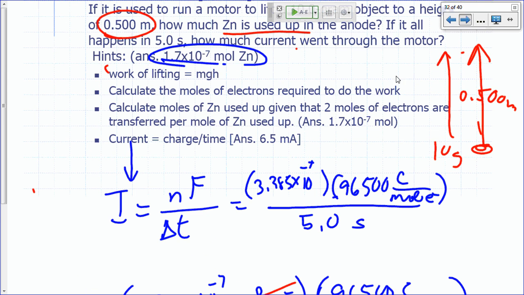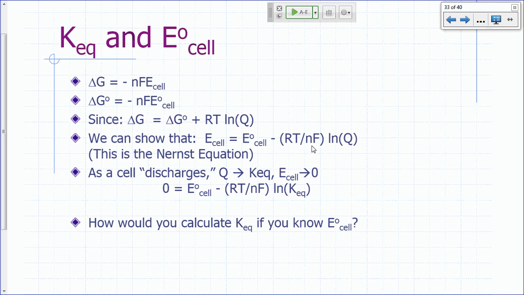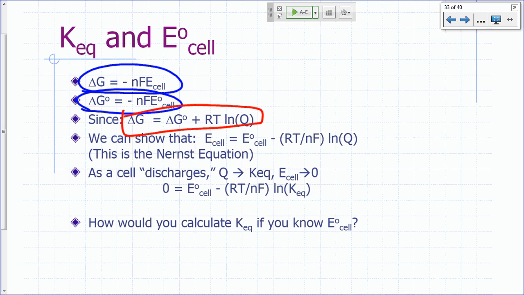Okay. What's the relationship between KEQ and the standard cell potential? Well, if delta G is equal to negative nF times the cell potential, then delta G naught, the standard Gibbs energy for a reaction, would be equal to negative n times F times the standard cell potential. Now, if you remember from our discussion of the second and third law, we said that delta G is equal to delta G naught plus RT ln Q. That's why your cell potential depends on your Q.